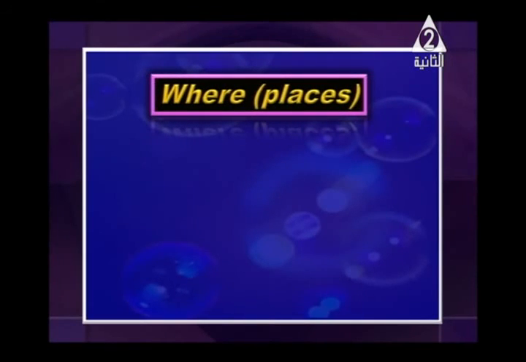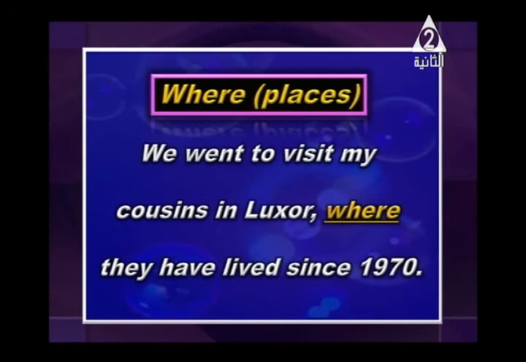Where is for places. We went to visit my cousins in Luxor, where they have lived since 1970. So here we have the word where, which we use for places. When I want to talk about a place and give you extra information, I have to use where. Again, we went to visit my cousins in Luxor. So the place is Luxor, where they have lived since 1970. This is extra information for you.